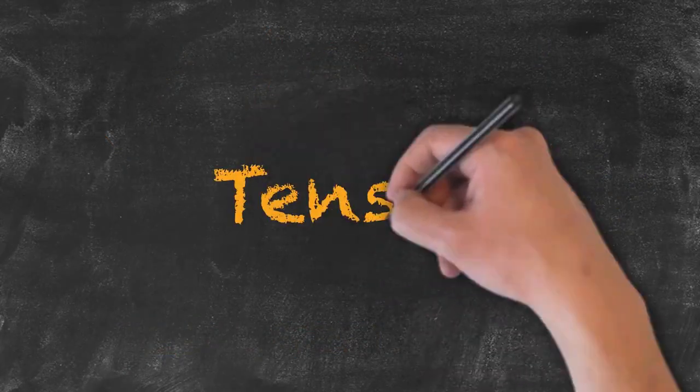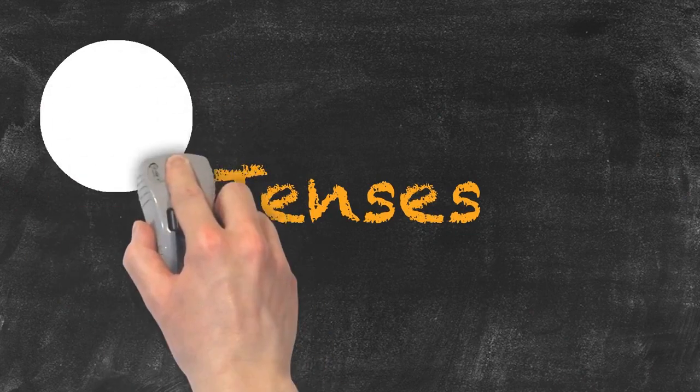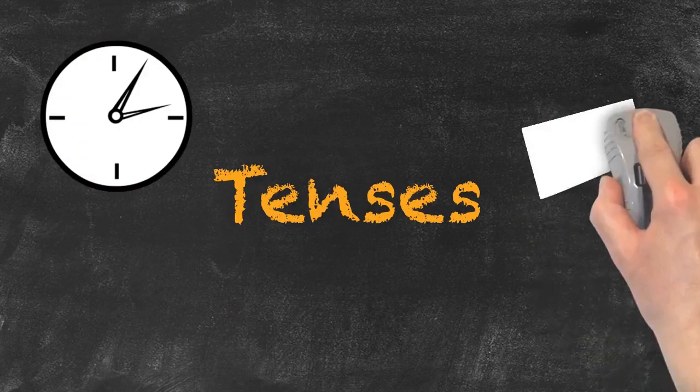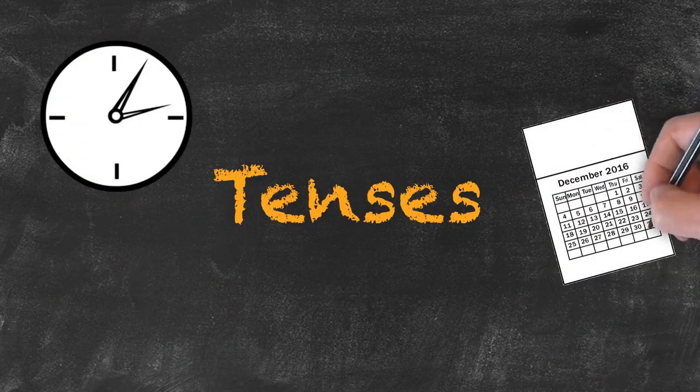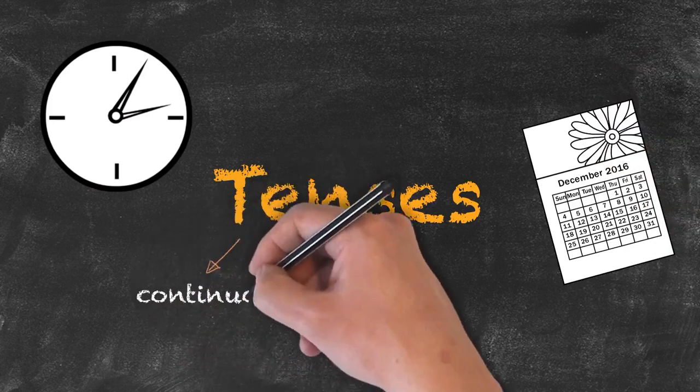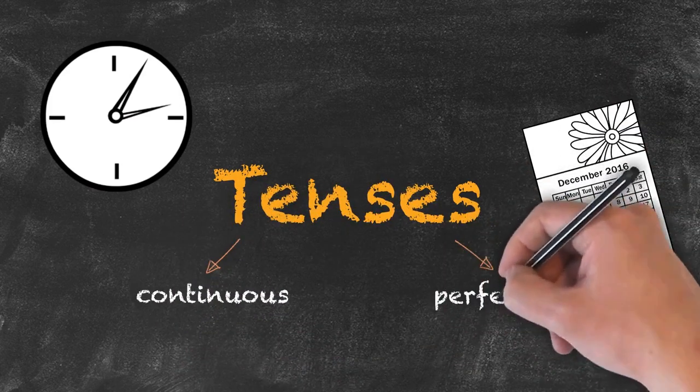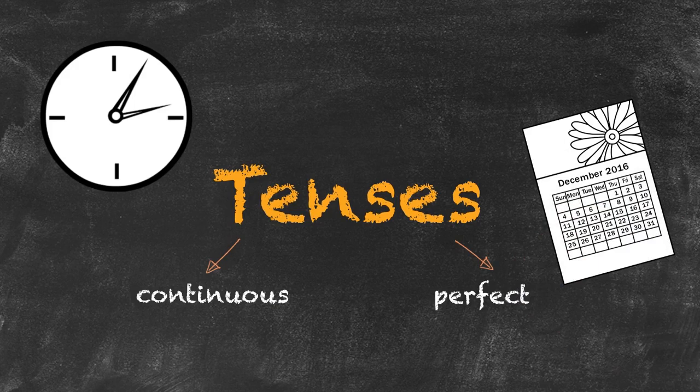It also helps us form our tenses. Many of the tenses will use these auxiliary verbs. Particularly, we have our continuous tense and our perfect tense. There are additional tenses that use auxiliary verbs, and we'll get into that when we talk about our individual tenses.